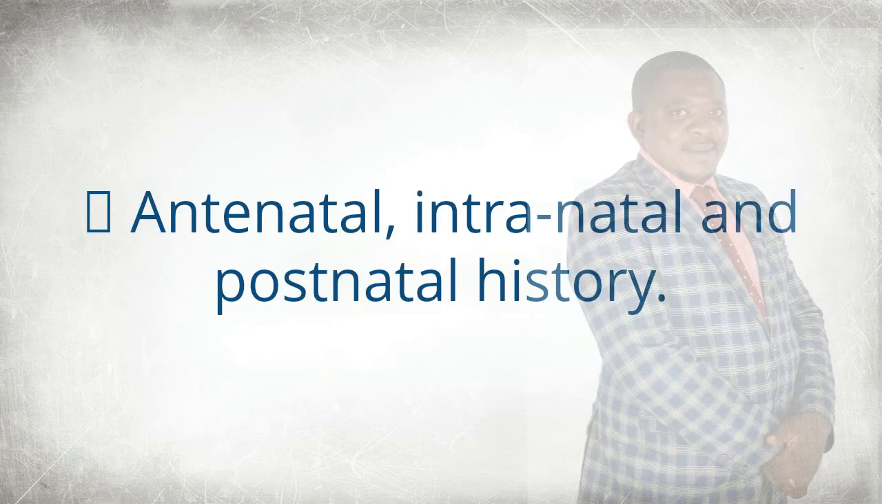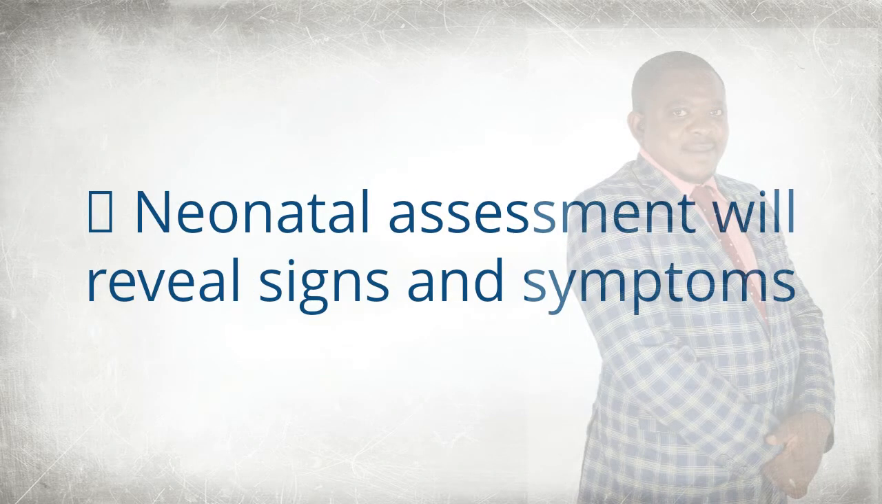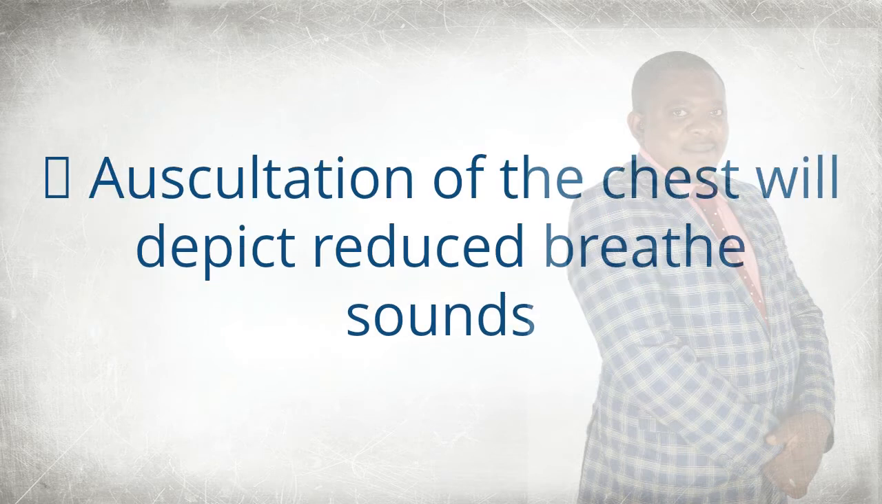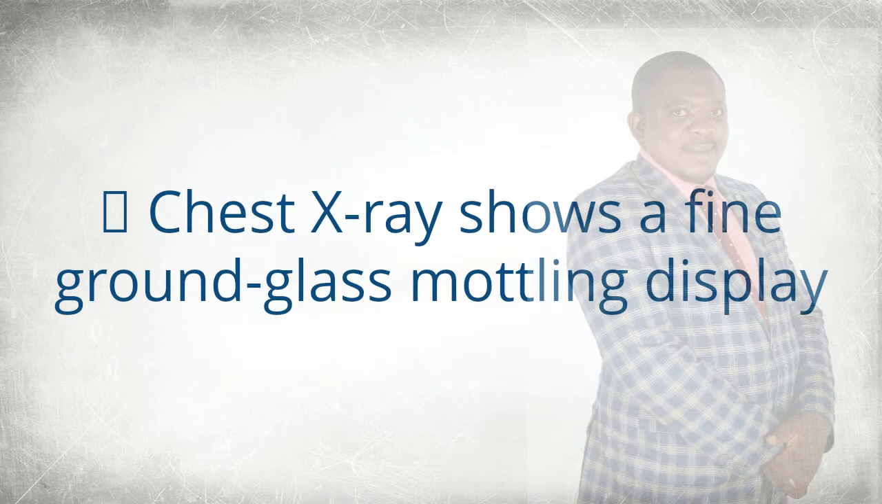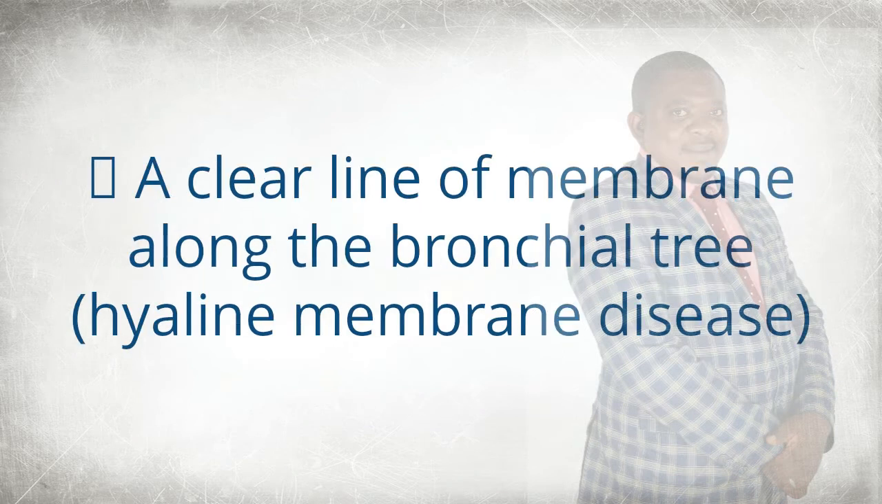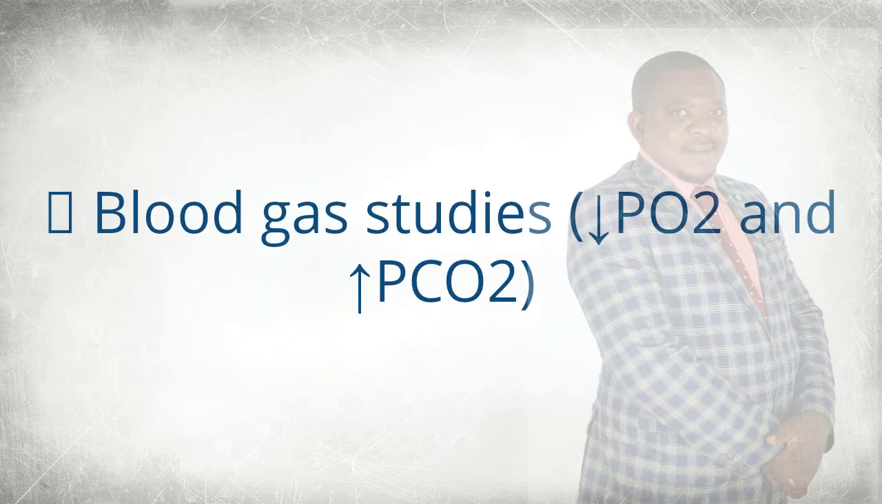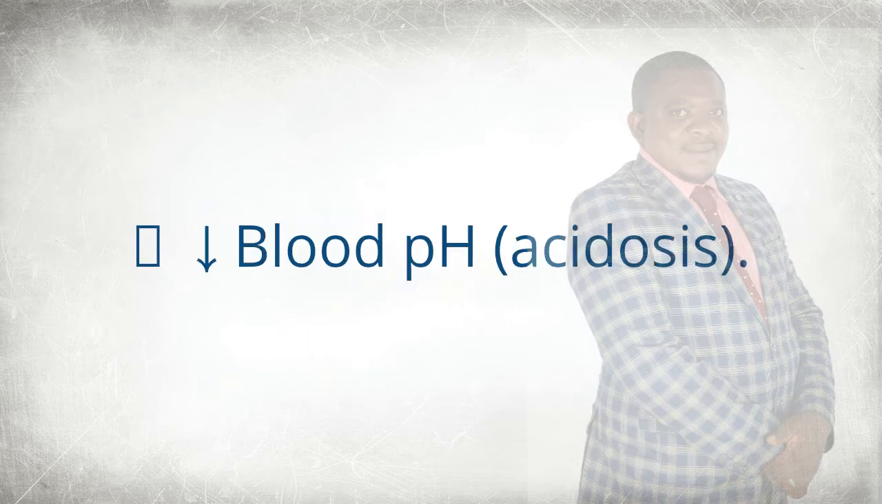Diagnosis: antenatal, intranatal and postnatal history. Neonatal assessment will reveal signs and symptoms. Auscultation of the chest will depict reduced breath sounds. Chest X-ray shows a fine ground glass mottling display, a clear line of membrane along the bronchial tree, hyaline membrane disease. Blood gas studies: low PO2, high PCO2, low blood pH, acidosis.